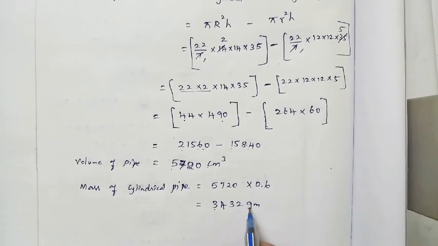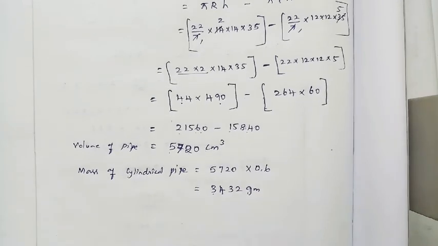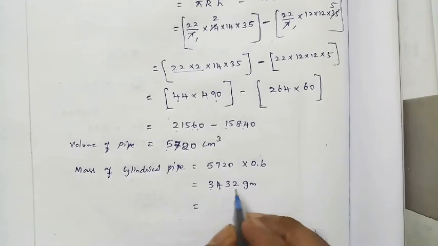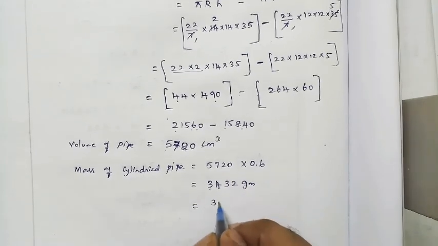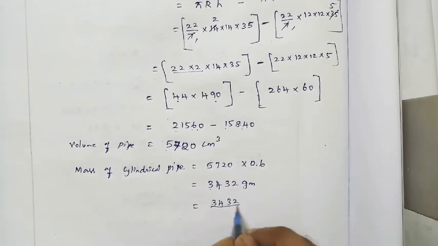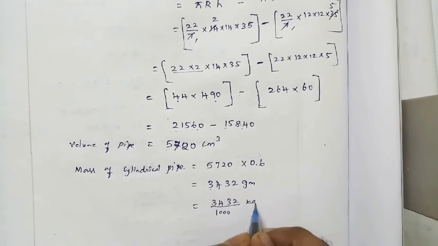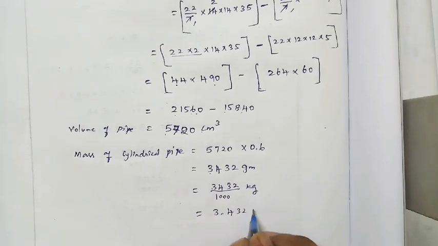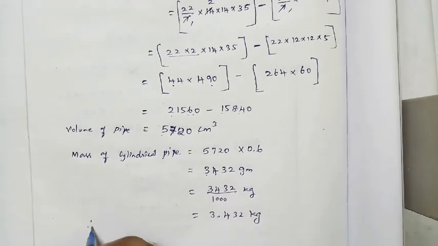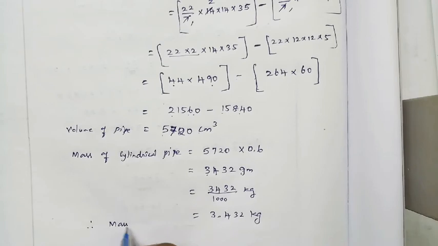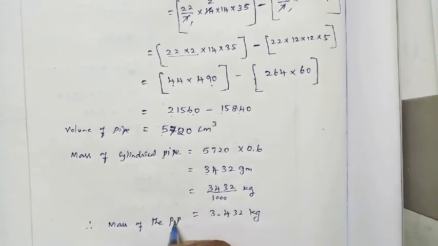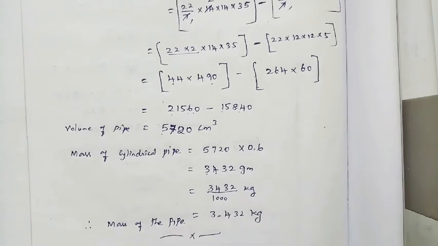If you want to convert kilogram to gram, we multiply by 1000. If you are converting gram to kilogram, we have to divide by 1000. So I am converting gram to kilogram. Just divide 3432 by 1000, it is equal to 3.432 kilogram. Therefore, the mass of the pipe is equal to 3.432 kilogram.